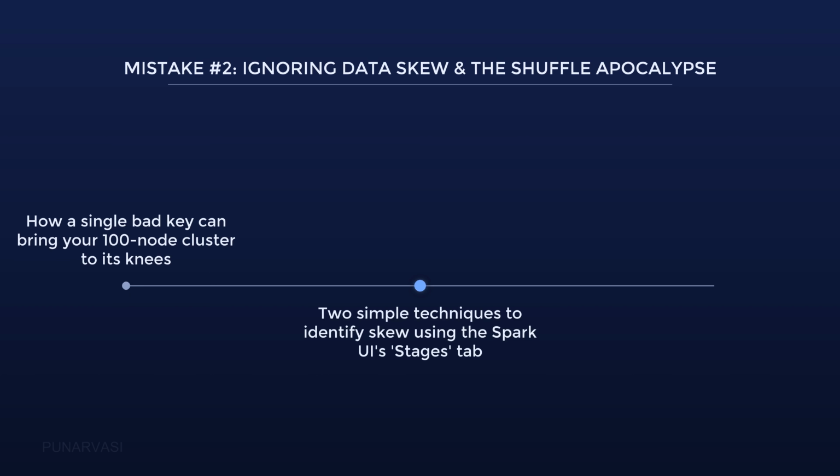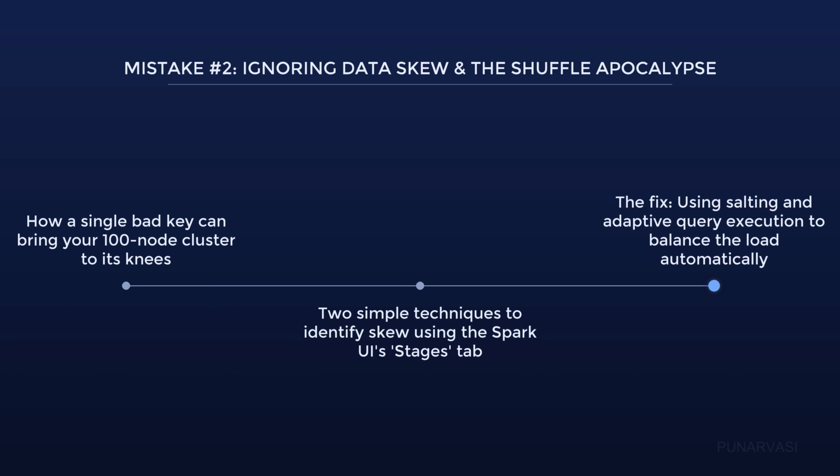Let's hunt it down. In the Stages tab, sort by shuffle read size. That lonely task with a massive bar is your culprit. Then, scroll to the event timeline and look for that single, stretched out red or green stripe. That's the skewed task throttling your entire job. You have just found the bottleneck.